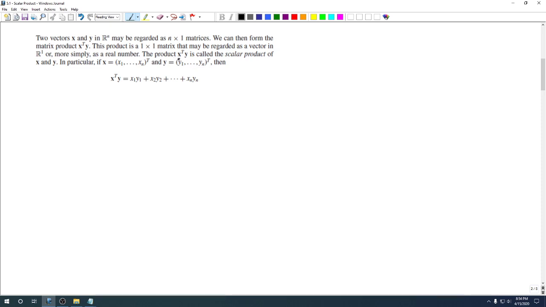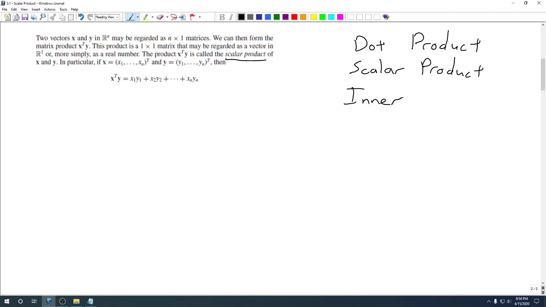We are going to call the product x transpose y the scalar product. So note here that instead of calling this the dot product like we were before, we're going to use a little bit more formal term of scalar product. In 5.4, we are actually going to have an even more formal term for this when we generalize this concept to more vector spaces than just Rn's. There we're going to call it the inner product. So the inner product is sort of the most correct of these terms, but for the moment, any one of these terms will work.